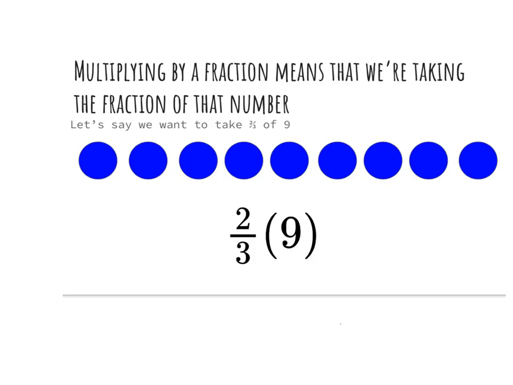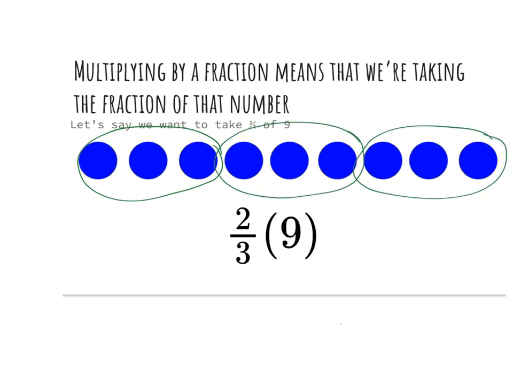Multiplying by a fraction means that we're taking the fraction of that number. So let's say that we want to take 2/3 of 9. What that means is we need to take these 9 dots and split them up into 3 equal parts. So I have 1, 2, 3. So if I take 2/3 of 9, I just need 2 of those thirds.